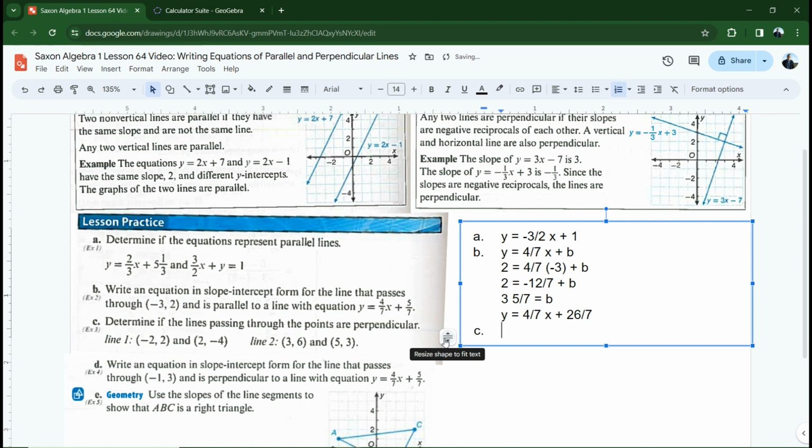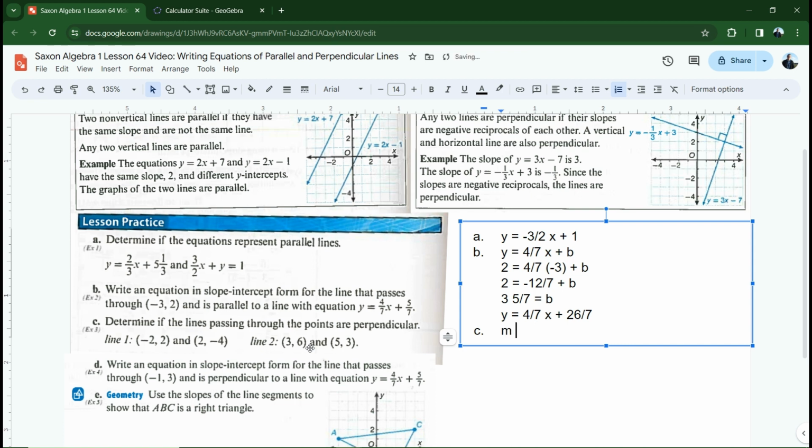Okay, letter C. Determine if the lines passing through the points are perpendicular. They would have to have inverse, negative reciprocal slopes. So there's this set of points and there's this set of points. Now, what am I going to do? I'm going to do the slope formula.